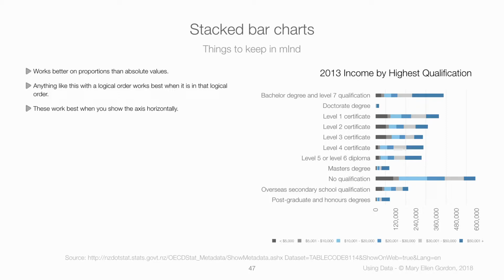As we discussed previously, anything with a logical order, it's good to put it in that logical order because it just makes it easier for people to do the kinds of comparisons that they want to do. And as before, this works best if the legend is in the same orientation as the chart itself. So here we've got the categories arrayed horizontally and the legends arrayed that way too.